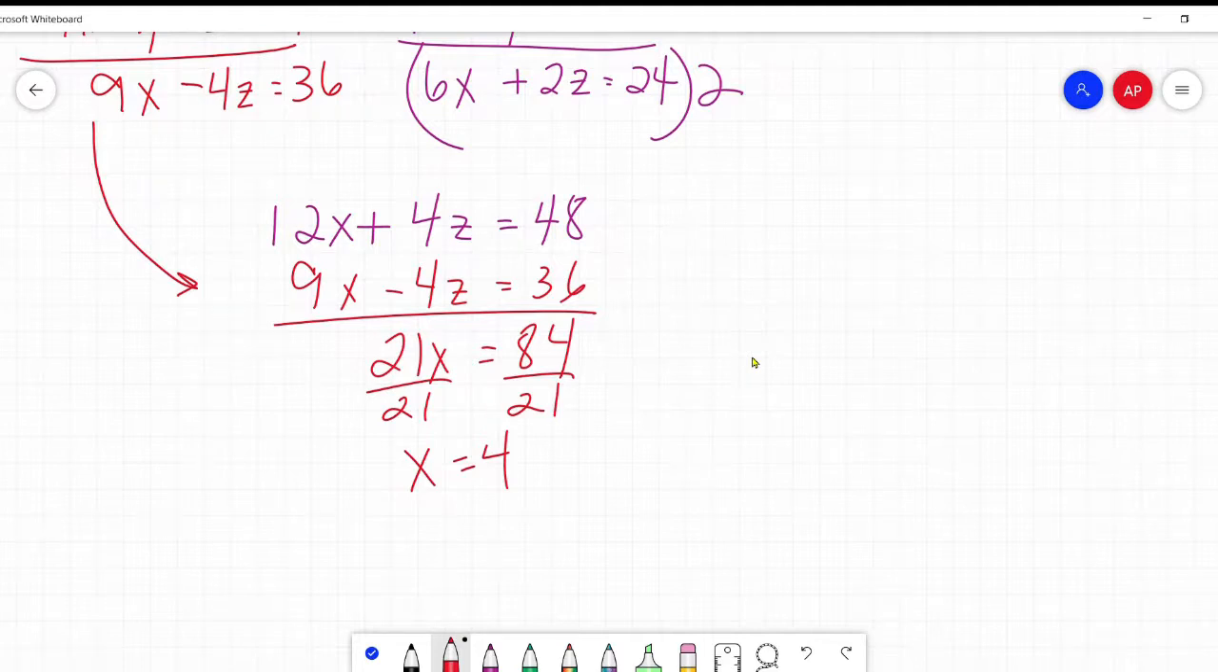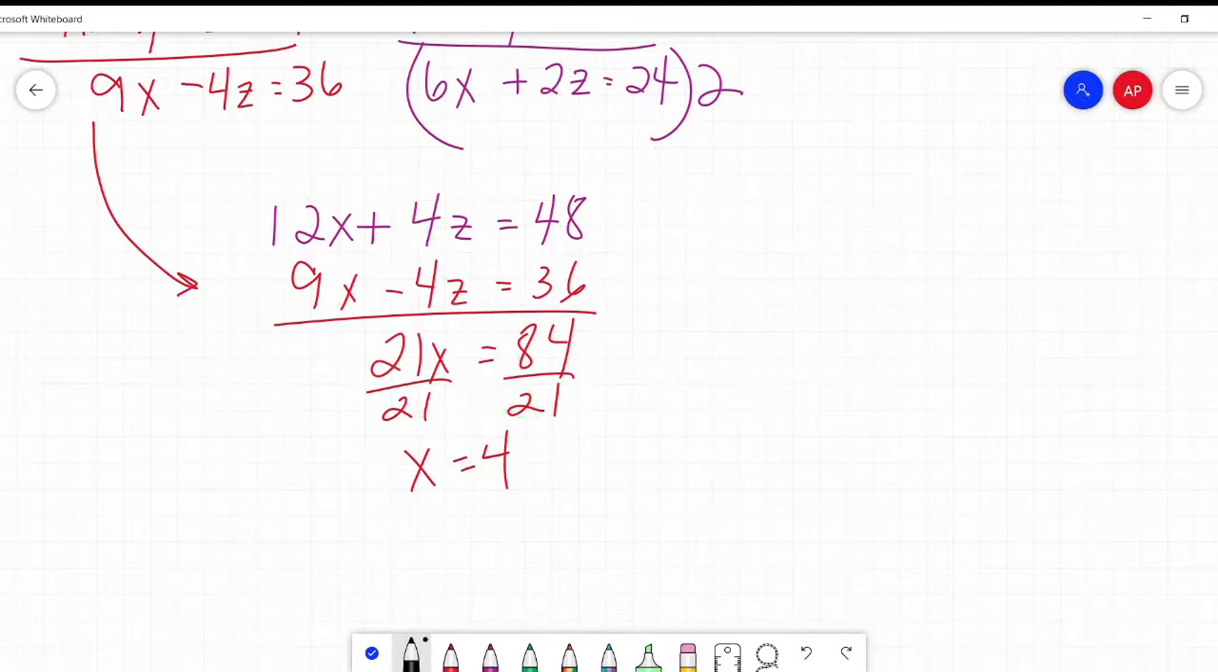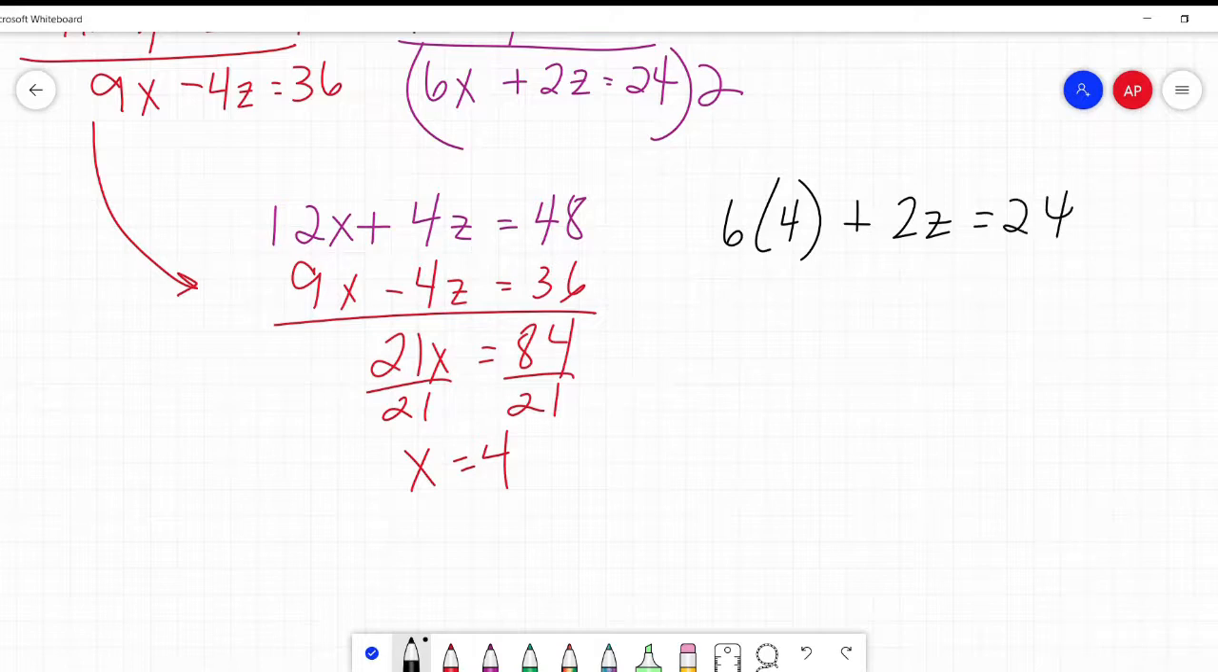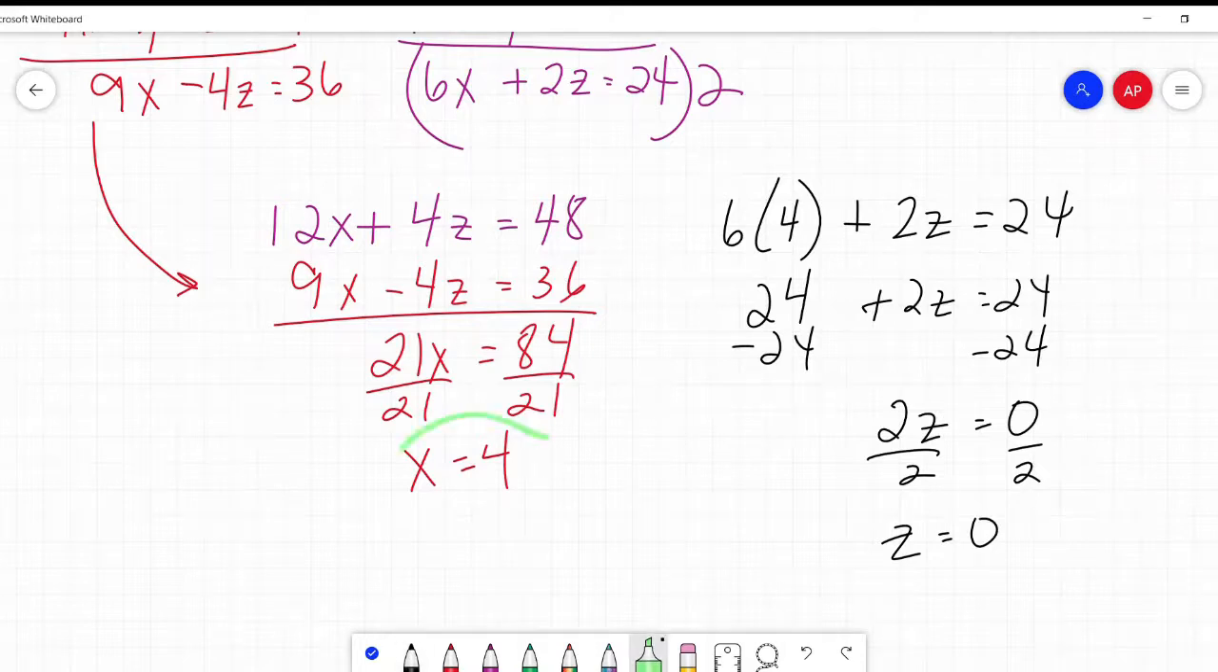I'm not going up to those three variables yet. I know that x is 4, so I can put it into either one of these two, and I can solve. Okay? So I'm just going to pick the one on the right. 6 times 4 plus 2z equals 24. 24 plus 2z equals 24, minus 24 on both sides. 2z equals 0. Divide by 2. Z equals 0. Ooh! Now I have two of them.